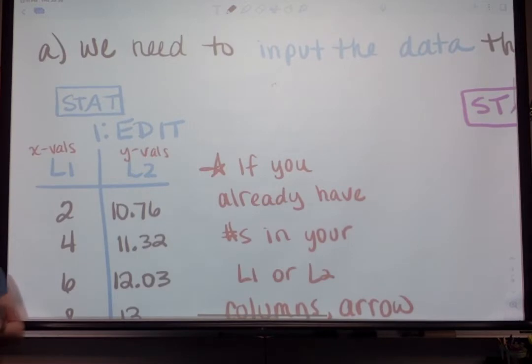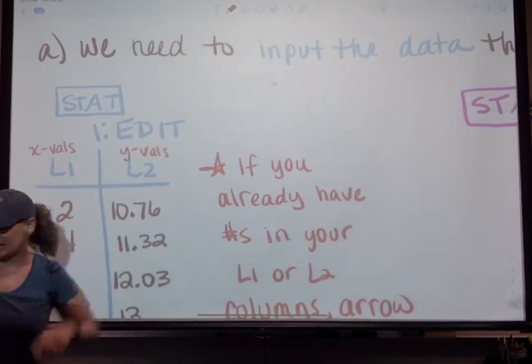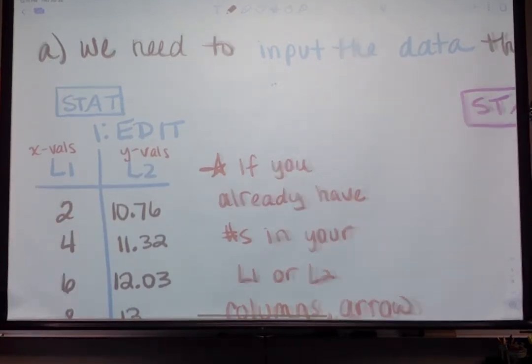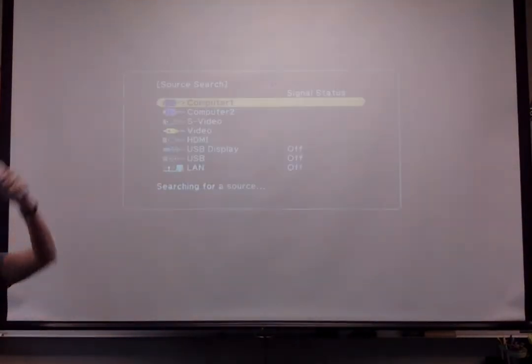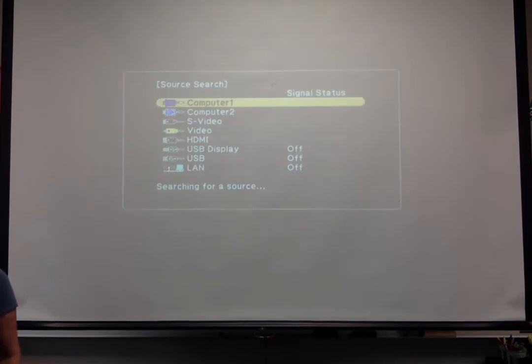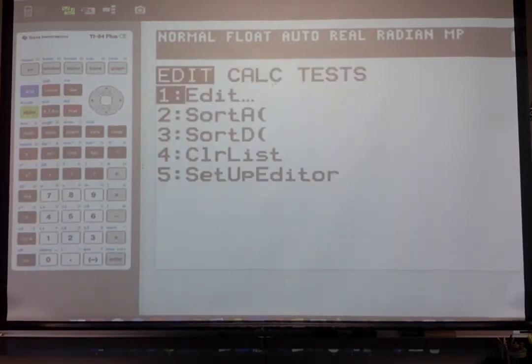To input the data, you're going to look for your Stat button, and then choose Edit. So I'm going to switch over my screen to my graphing calculator. There we go. I am going to hit Stat, and I'm going to choose option number 1, Edit.